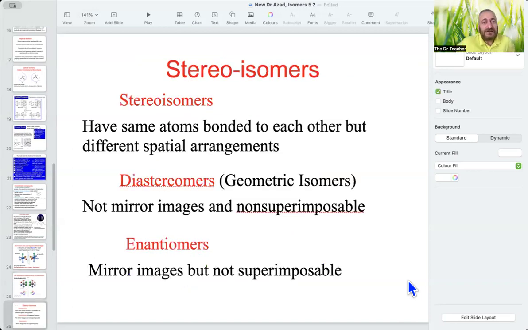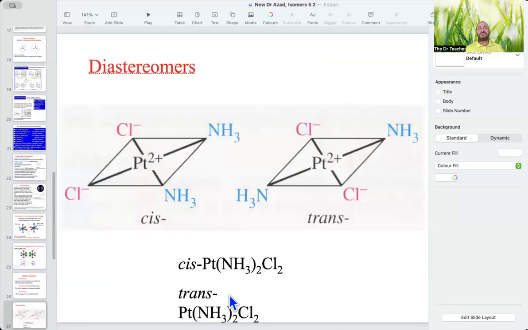Stereoisomers have the same atoms bonded to each other, but a different spatial arrangement. Diastereoisomers are geometrical isomers: not mirror images and non-superimposable. Enantiomers are mirror images, but not superimposable. So again, we are talking about different meanings.